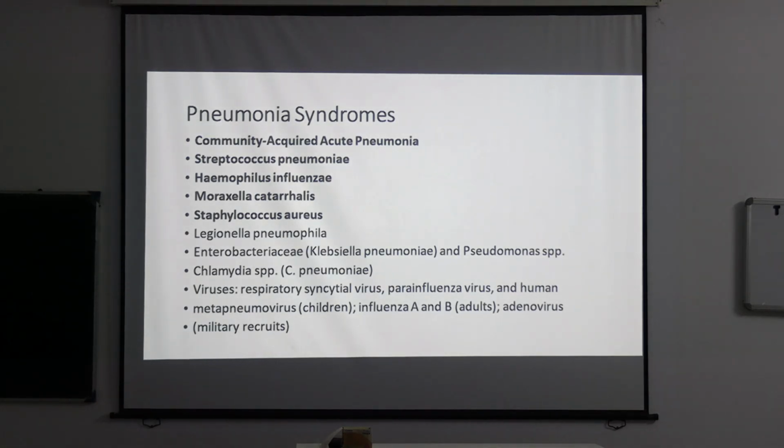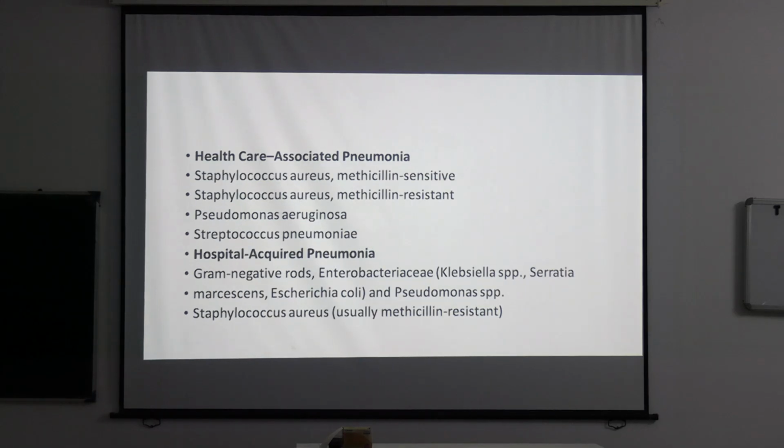Now the pneumonia syndromes. Community acquired acute pneumonia: causes are Streptococcus pneumoniae, Haemophilus influenzae, Moraxella catarrhalis, Staph aureus, Legionella pneumophila. Healthcare associated pneumonia: Staphylococcus aureus, methicillin sensitive and methicillin resistant, Pseudomonas aeruginosa, Streptococcus pneumoniae. Hospital acquired pneumonia: causes are gram-negative rods, Enterobacteriaceae, Staphylococcus aureus.